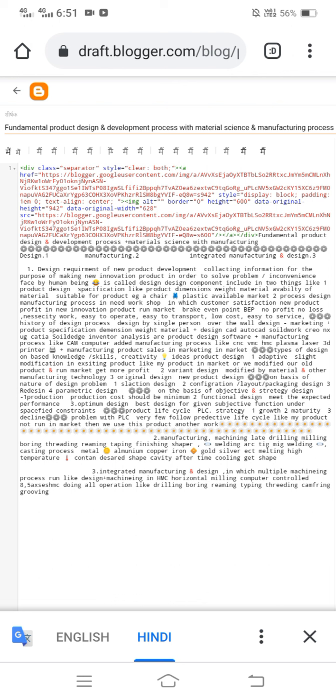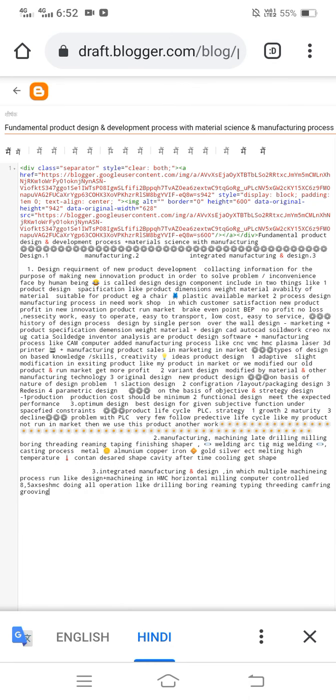Number 3, integrated manufacturing and designs, in which multiple machining processes run, like design plus machining in HMC, horizontal milling, computer controlled 4 and 5 axis HMC, doing all operations like drilling, boring, reaming, tapping, threading, chamfering, grooving, etc., etc.